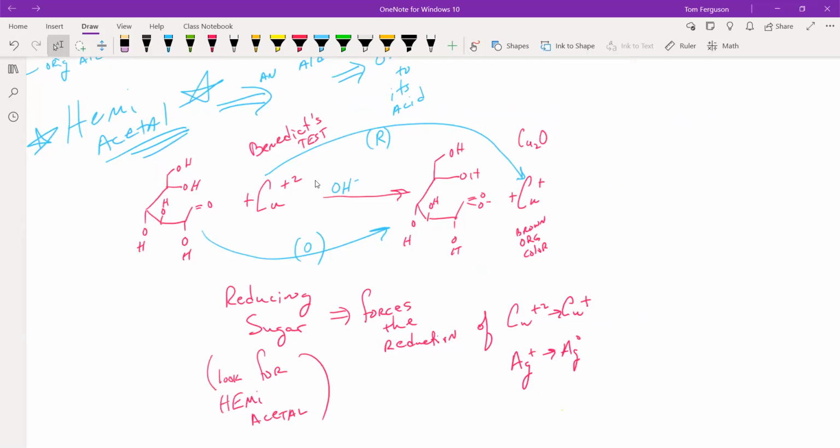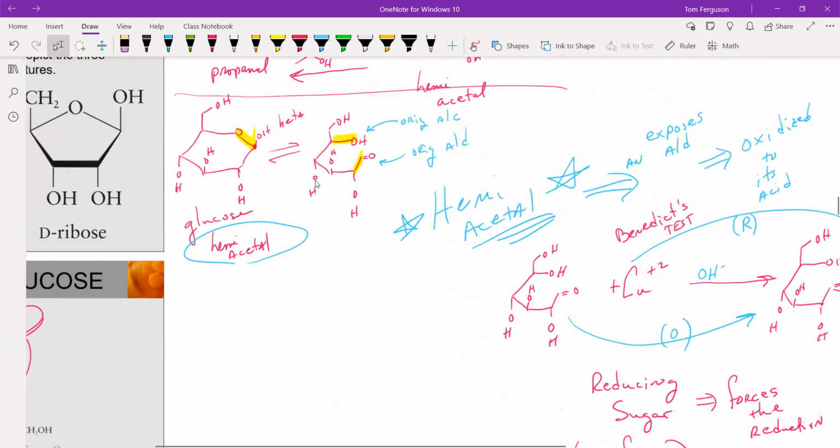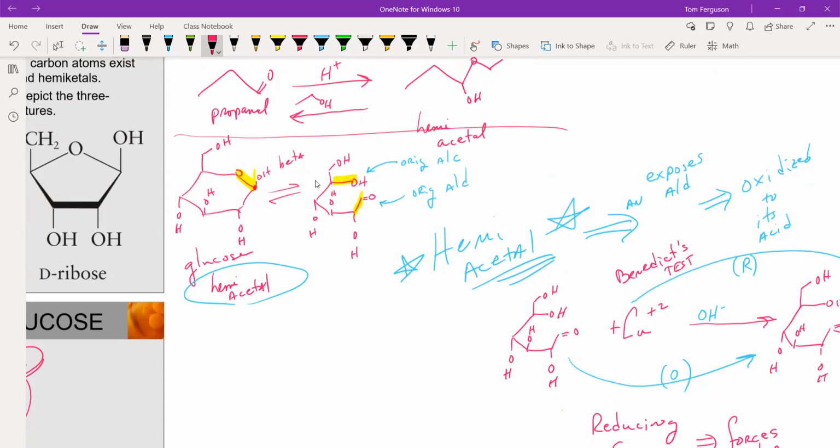So most sugars are more stable like this here, in the closed formation. In other words, the hemiacetal is more stable than the opened aldehyde version. The reason why it's more stable is because that aldehyde is very reactive. It likes to react with things. So by staying closed, it's more stable.